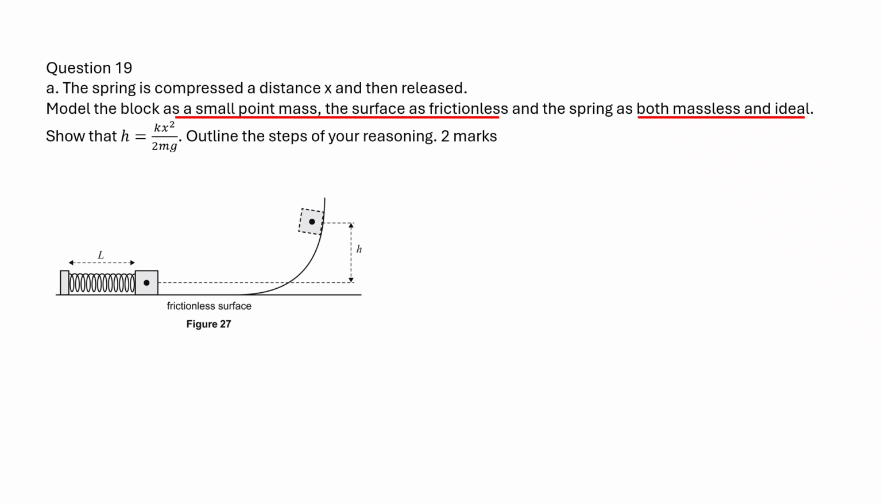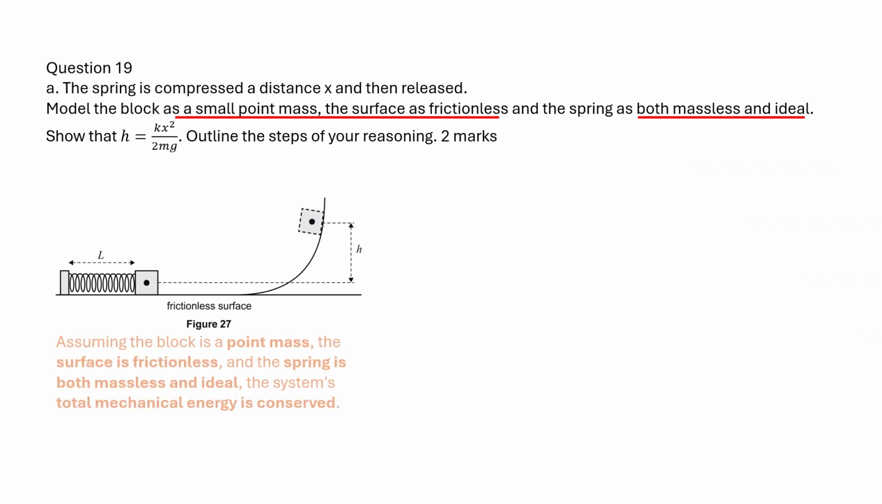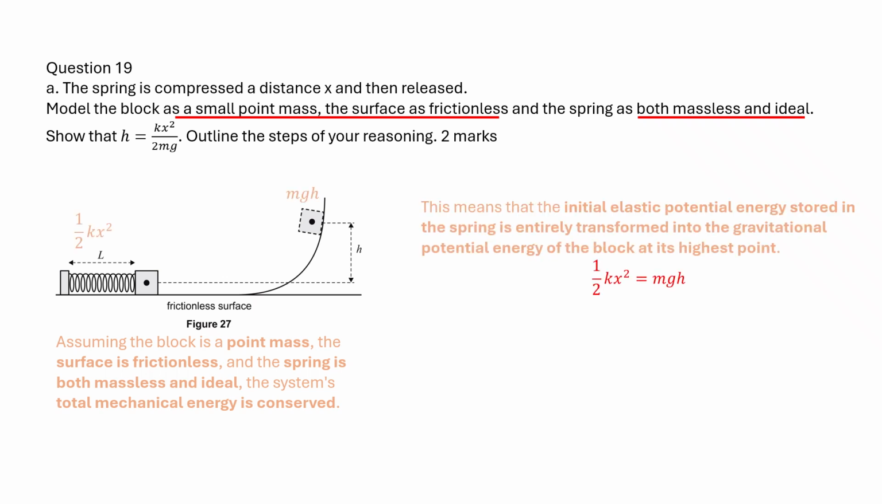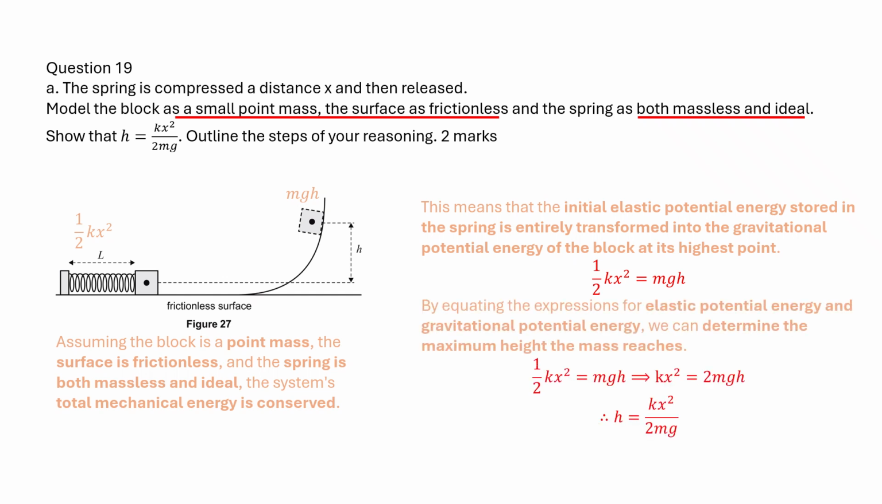Assuming the block is a point mass, the surface is frictionless, and the spring is both massless and ideal, the system's total mechanical energy is conserved. This means that the initial elastic potential energy stored in the spring is entirely transformed into the gravitational potential energy of the block at its highest point. By equating the expressions for elastic potential energy and gravitational potential energy, we can determine the maximum height the mass reaches.